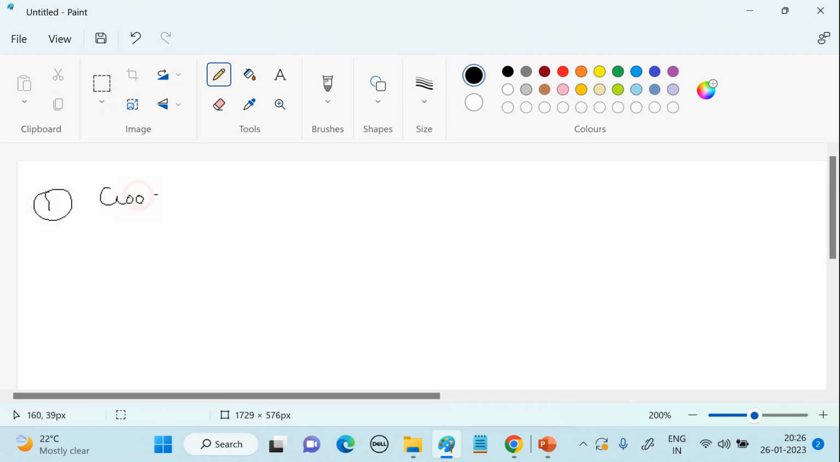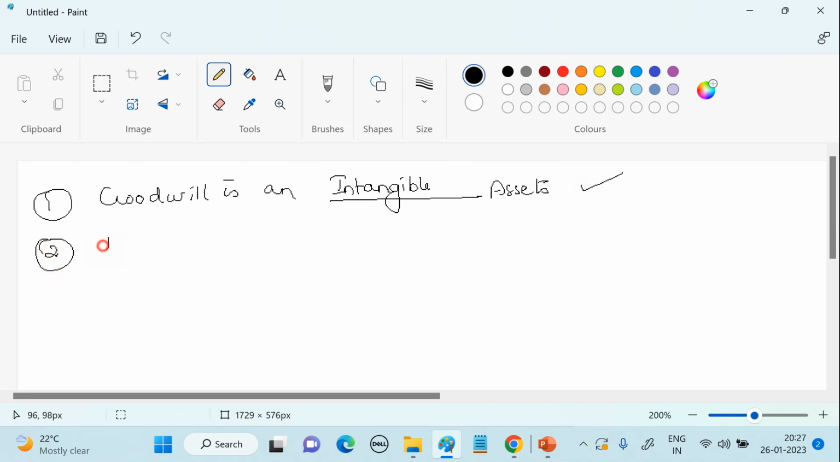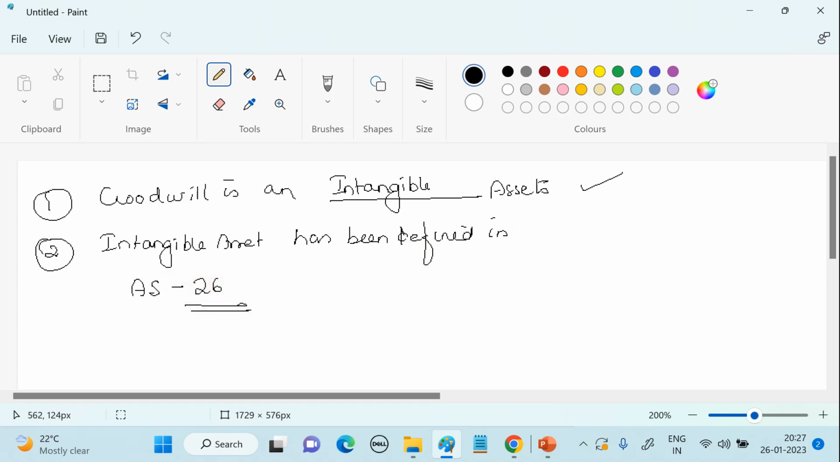First one. Goodwill is a dash asset. Who can tell me? Fixed intangible asset. Very good. It's an intangible asset. Excellent. In this case, we're talking about goodwill. It has been defined in which accounting standard? Do you remember the accounting standard number? AS 26. Excellent. Very good.